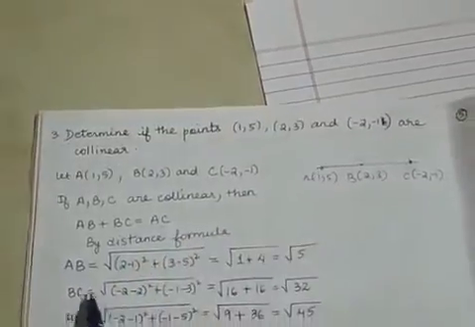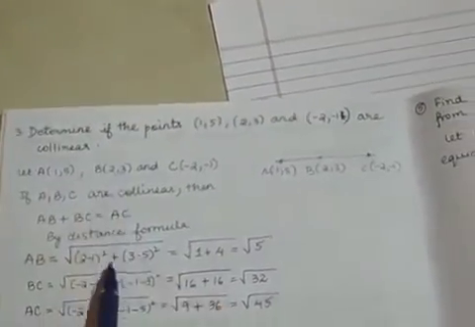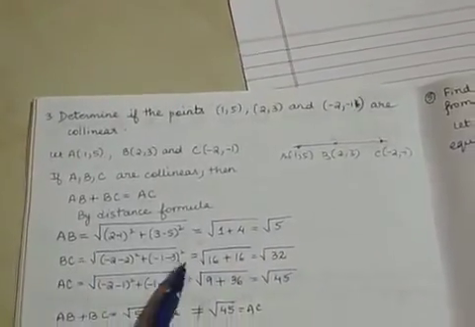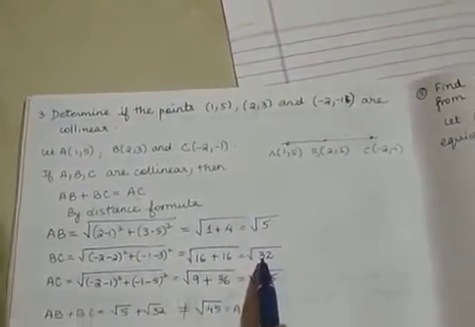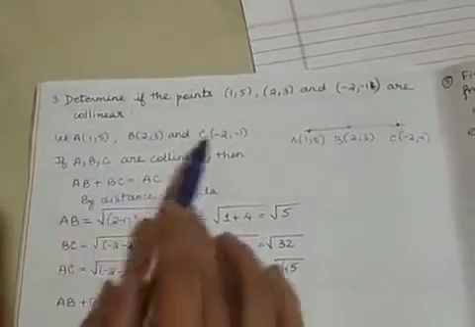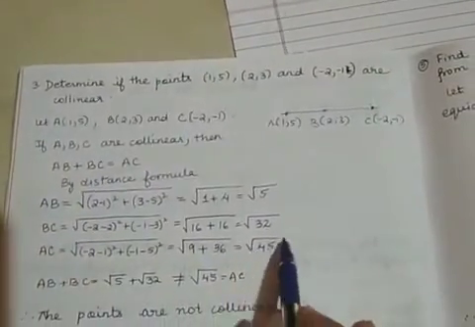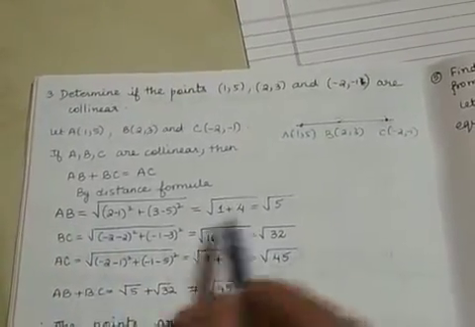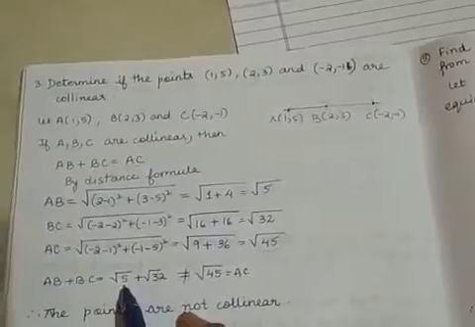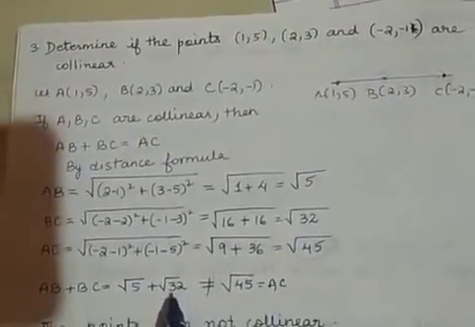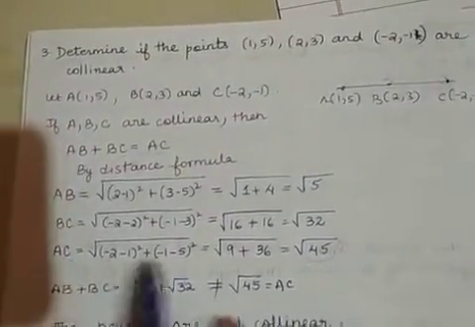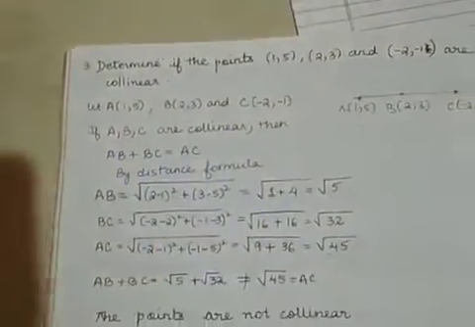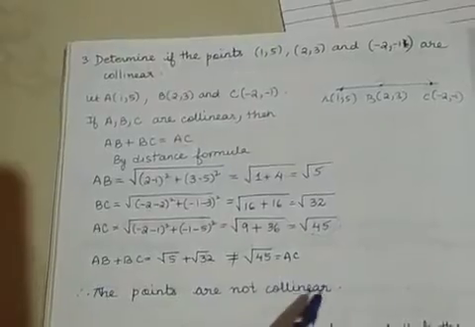what is AB? You find AB, you get square root of 5. Then you find BC. On solving, you get square root of 32. Then you find AC. And on solving AC, you get square root of 45. Now what is AB plus BC? AB plus BC is square root of 5 plus square root of 32. And you see it is not equal to AC. Since this condition is not satisfied, we can say that the points are not collinear.